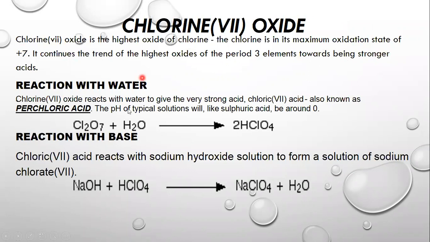It reacts with water to give you a strong acid, that is perchloric acid, which has the formula HClO4. As it is an acidic oxide, it reacts with a base to give you NaClO4, which is known as sodium perchlorate. These two reactions are justification that chlorine oxides are acidic oxides.